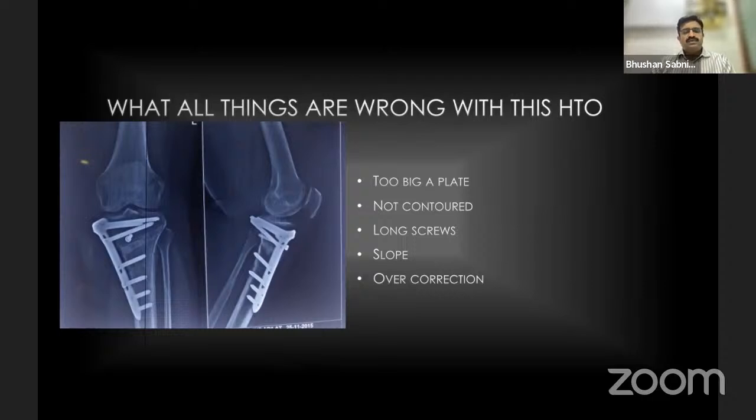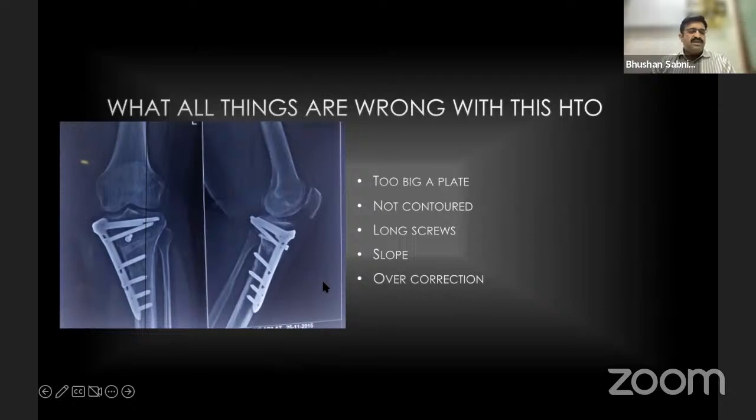So there are a lot of things which are wrong with this X-ray. This is my patient, so I own up to it. But you see it's overcorrected. You see the screws are long. You see the bone is slightly osteoporotic. You see the slope is increased and the plate is not contoured at all. So that means I must have been sleeping when I put the screw in the distal part, because the plate is not contoured at all.